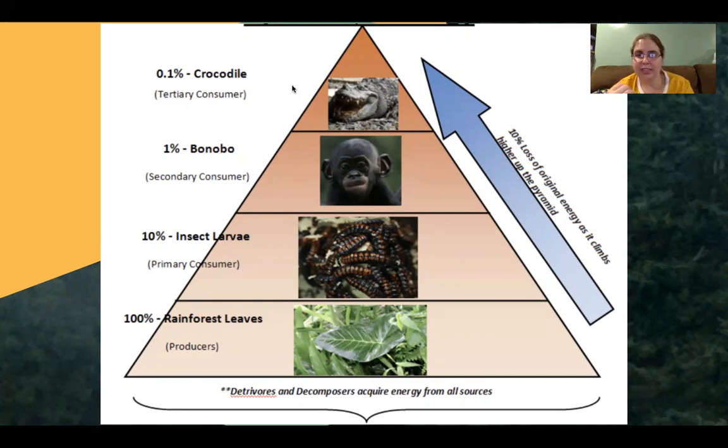Now in terms of energy, remember we said only 10% is passed on. The leaves start with 100% because they are the ones that make the glucose in the first place. So 10% of 100 is 10%. So the insect larvae only get 10% of the energy from the rainforest leaves. Well, the bonobo only gets 10% of the energy that the insect larva has, which is 1% of the total energy. The crocodile only gets 10% of what the bonobo has, which is 0.1% of the total energy. So we can see how the amount of energy decreases as it goes up.